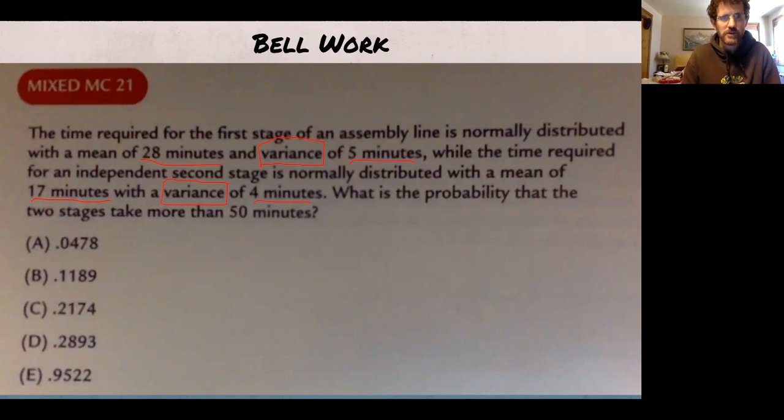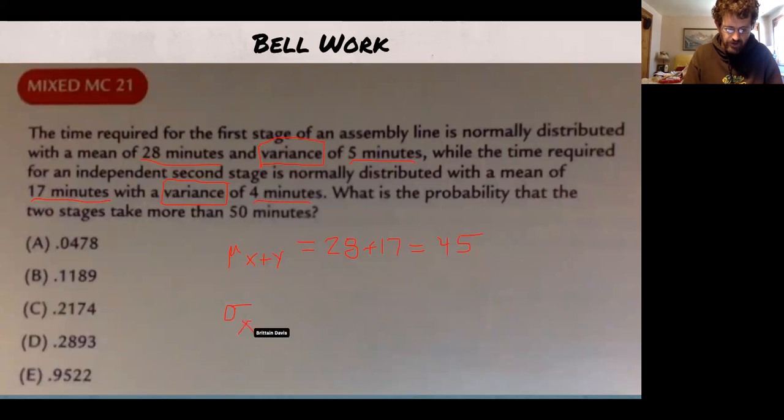So the first thing we need to do is figure out the total time for this to take place. So we want the mean time of x plus y, if I consider these two different random variables added together. Well, that's just going to be our two means added together. Stage 1 and stage 2 added up is 28 plus 17, which is 45. So on average, it takes 45 minutes. It could take more or less time. We need to figure out how that varies.